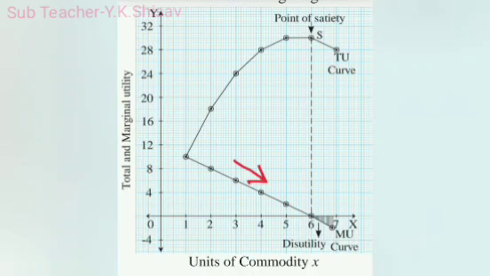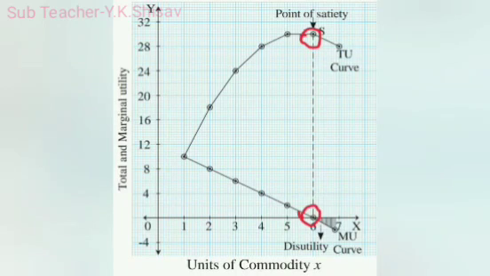Third stage. At a particular stage, total utility reaches its maximum and remains constant, whereas marginal utility becomes zero. This is called the point of satiety. That means when total utility is maximum, marginal utility is zero. It indicates the point of satiety. At this point, TU curve reaches the highest level and MU curve touches the x-axis. That means TU maximum, MU 0.